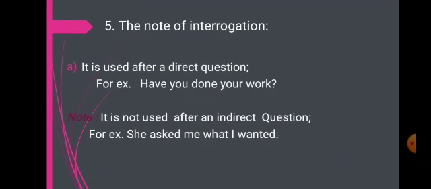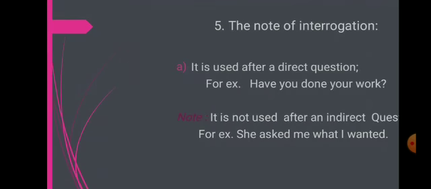But there is an important point which you need to keep in mind. It is not used after an indirect question. When we ask an indirect question to someone, then we do not put question mark at the end of the sentence. Example is here. She asked me what I wanted. So it is an indirect question. We are not going to put question mark at the end of the sentence.